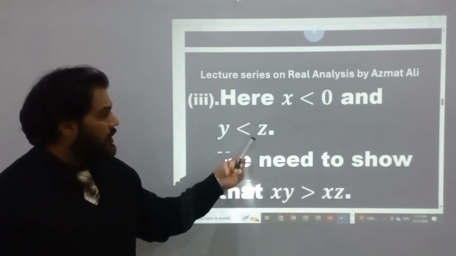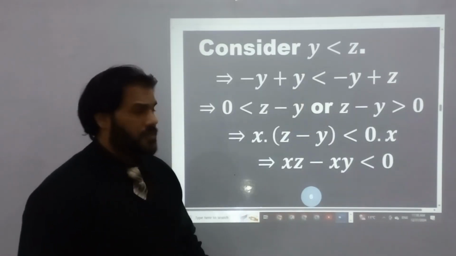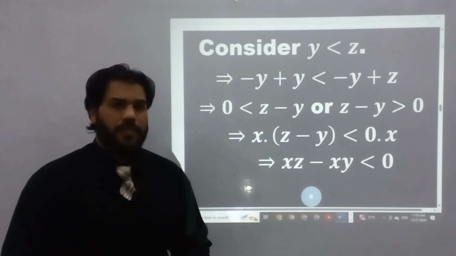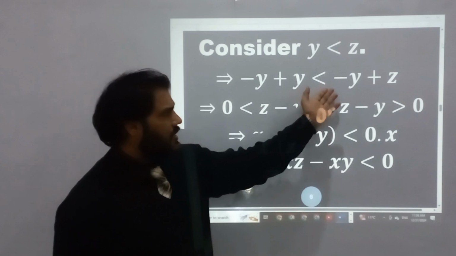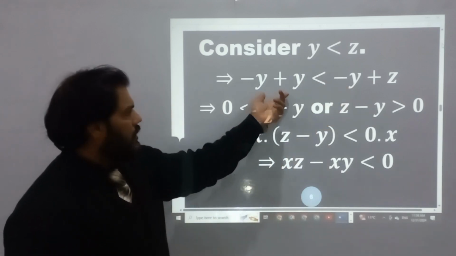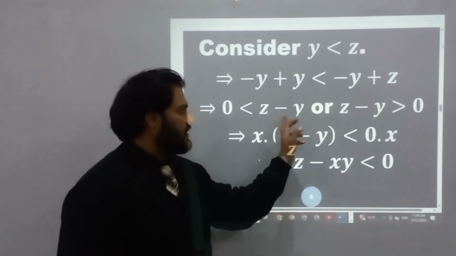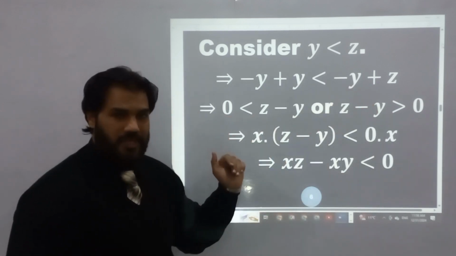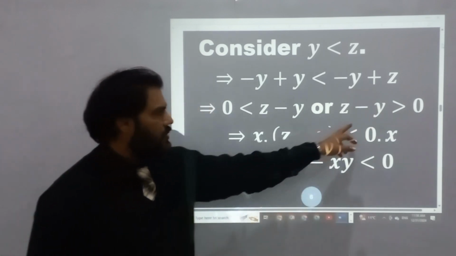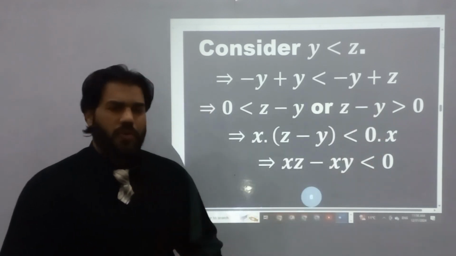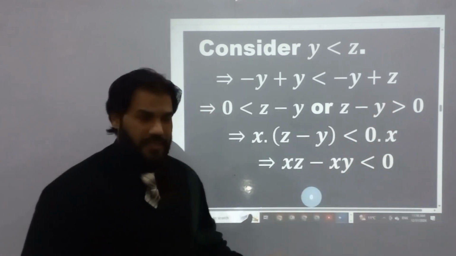So consider the inequality y less than z, and similarly as in the above property, we add the additive inverse of y on both sides. This will become minus y plus y less than minus y plus z. Minus y plus y is equal to 0, and it can be written as z minus y. That is, 0 less than z minus y, or z minus y is greater than 0. Now multiply this inequality on both sides with x. Because x is a negative real number, the greater than sign will change to a less than sign.